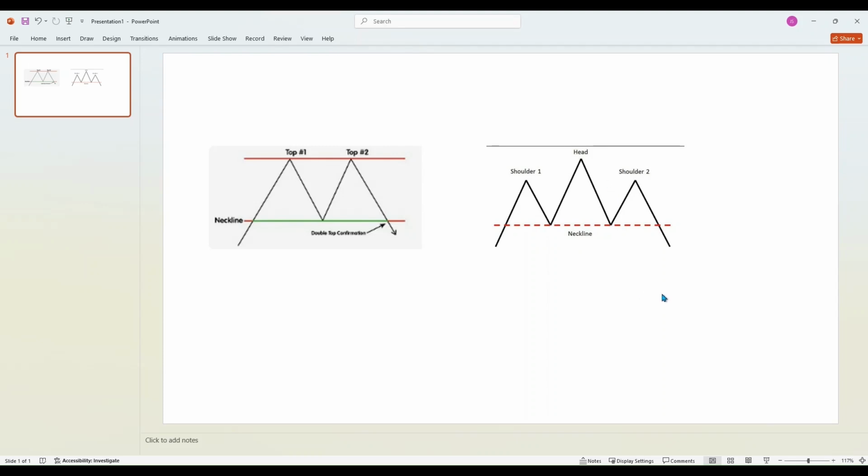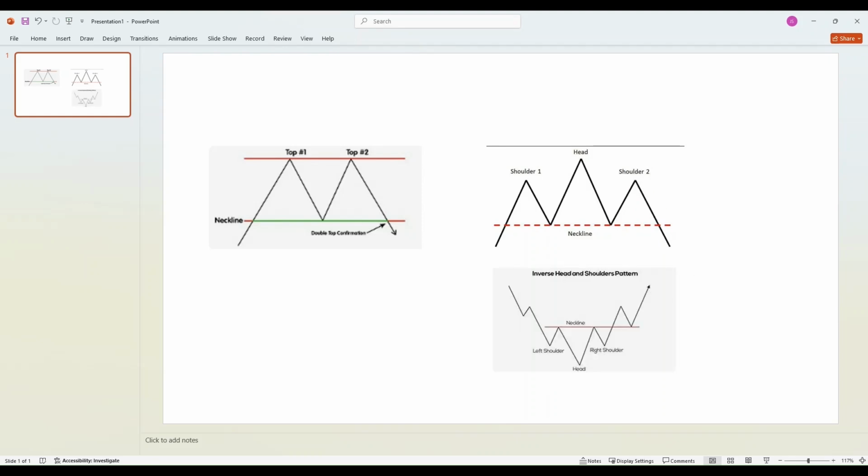In an ideal circumstance, I would like to see the second shoulder to be slightly lower than the first shoulder. That basically tells me that the price has not only failed to breach the head, the previous top, but it is also struggling to breach the previous shoulder one high. So that is a better indication of the breakdown of the long-term trend.